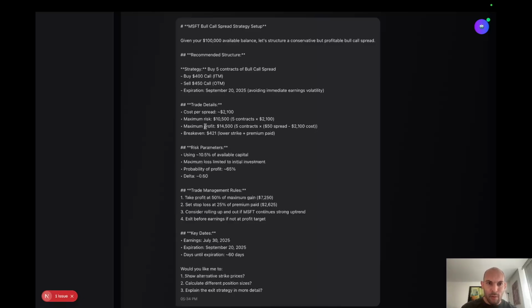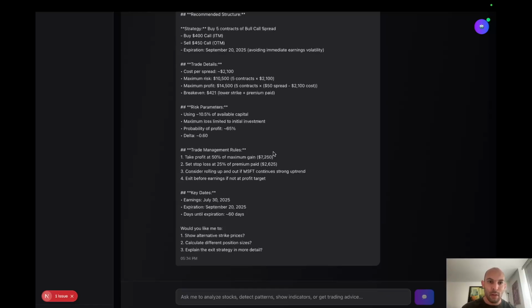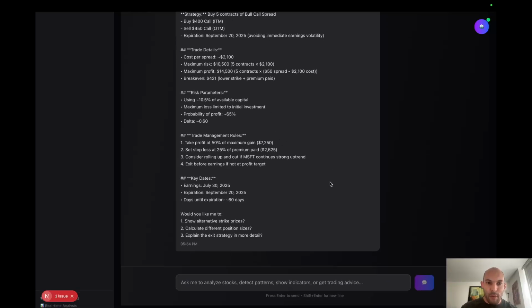Right? Oh wait, no, the exposure would only be 10,500. So risk parameters use 10.5% of available capital. Maximum loss limited to initial investment, and the probability of profit is 65%. The delta is 0.6. Take profit at 50% of maximum gain, which will get you 7,250. Set up stop loss at 25% of premium paid.